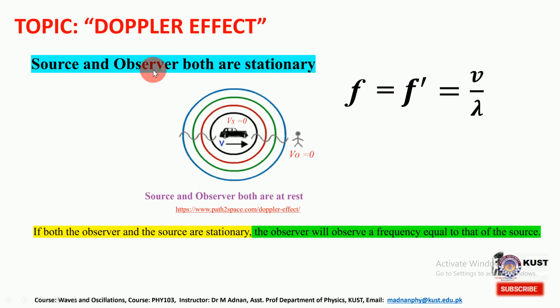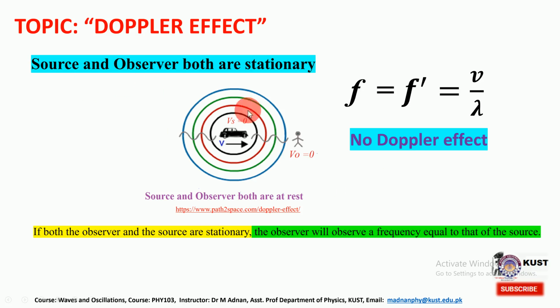In the case when there is no relative motion between the source and the observer, there will be no Doppler effect. So for Doppler effect, relative motion is required. Otherwise, when the source and the observer both are at rest, there will be no shift in the frequency, or we can say no Doppler effect will be observed. So from here we will start our discussion.